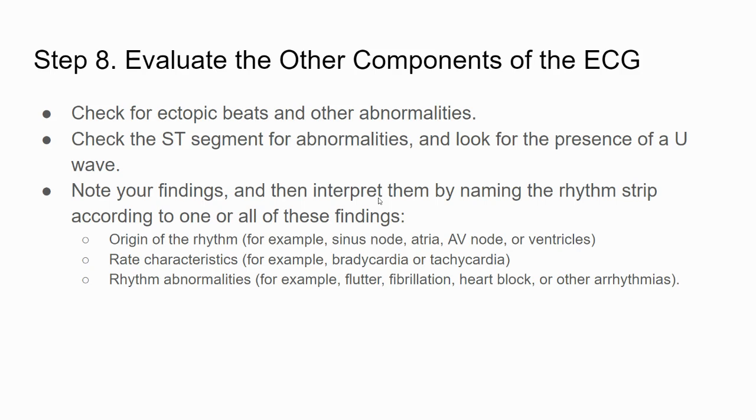If everything is within normal limits, then we'll call it a normal sinus rhythm. If it's fast, well, we might call it a sinus tachycardia. If it's slow, we'll call it a sinus bradycardia. If we see fibrillatory waves instead of a P wave, we might call that atrial fibrillation. Or if we have a flutter wave, we'll call it atrial flutter.